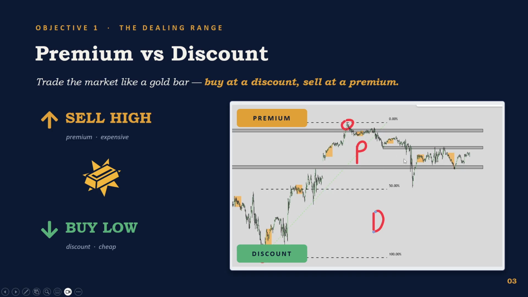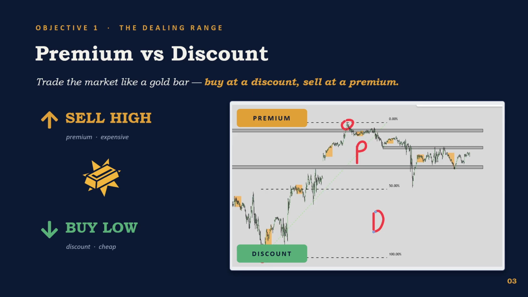And so the FOMC move, which is roughly here, was in firm premium. We were significantly above the 50% area. And so what that means is this gold bar was priced high relative to the dealing range. And that's the only reason the market went down. So when you're looking to invest in something, you want the price to be high when you sell it, right? You want to sell something at a premium. You want to sell something after it's gone up.